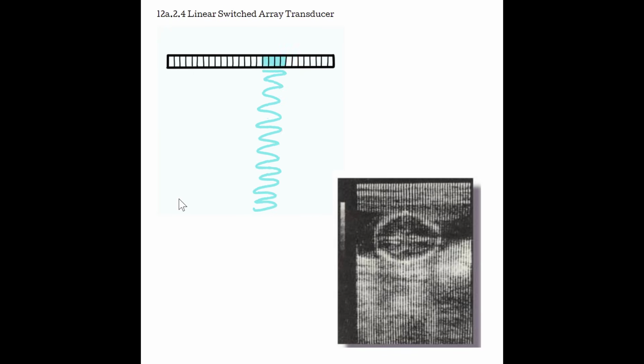So the linear switched array transducer: small crystals activated to make a straight beam, to make that straight scan line directly from the face of the transducer. At this point, a lot of people wonder, why can't we just use one crystal, one scan line? Wouldn't that help with the resolution that we're seeing here?